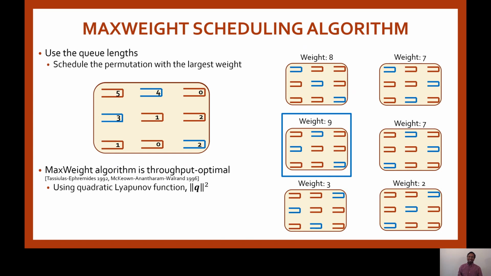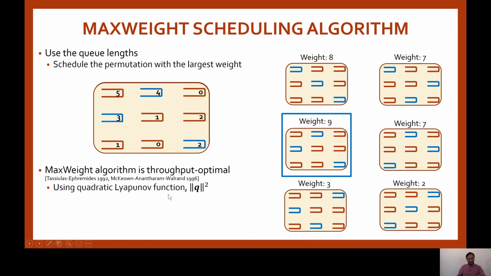So the first question is, is MAXWEIGHT throughput optimal? Which means, given any arrival rate in the capacity region, where the row sums and column sums of the arrival rate are less than 1, can MAXWEIGHT stabilize the system? And the answer is yes. This was proved basically in the 90s. And one essentially uses the same idea as in a single server queue. One uses a quadratic Lyapunov function and applies the Foster-Lyapunov theorem to show throughput optimality of MAXWEIGHT.